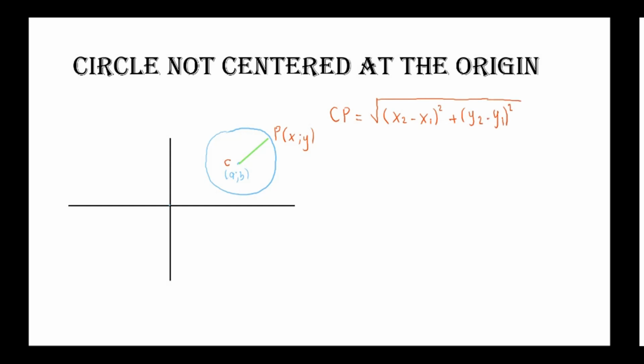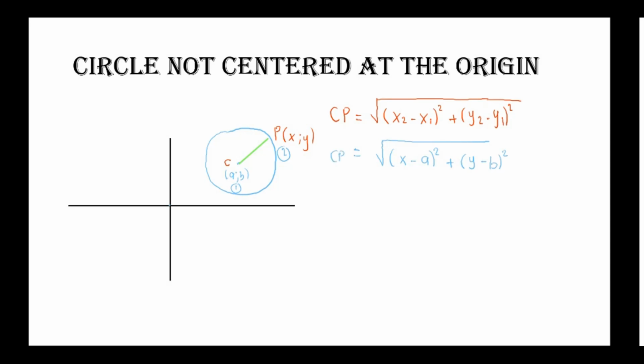And like I always mention, I like labeling my points. So our point C will be our point 1 and our point P will be our point 2. We are just going to substitute that into our equation. What is our x2? Our x2 is x, minus our x1, which is a, all squared, plus our y2, which is y, minus our y1, which is b, all squared, and that is our CP.